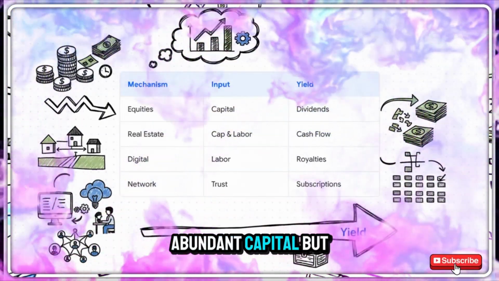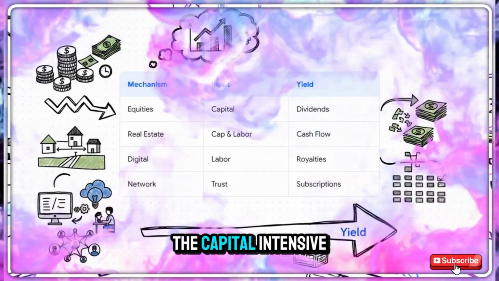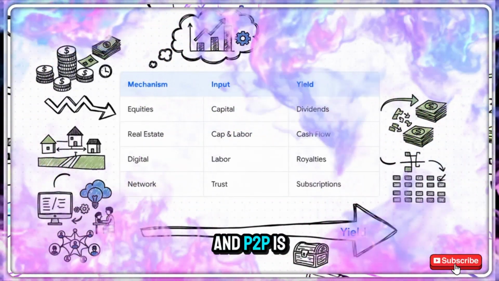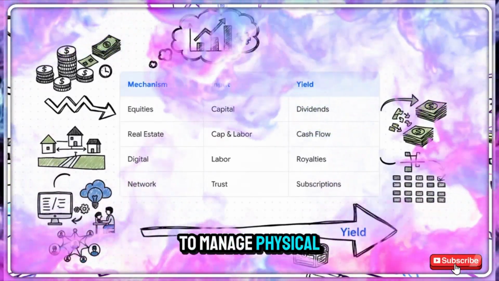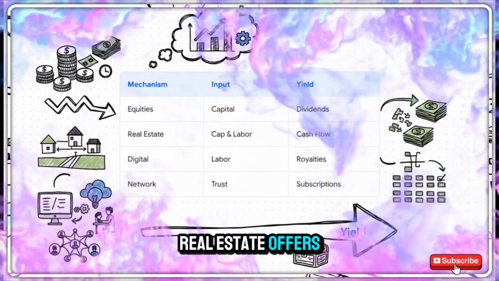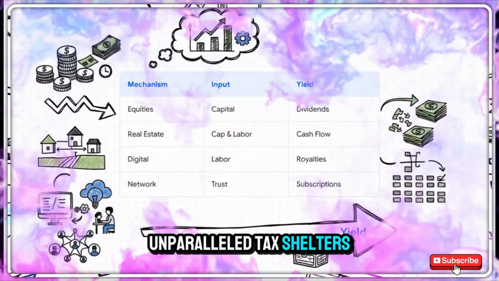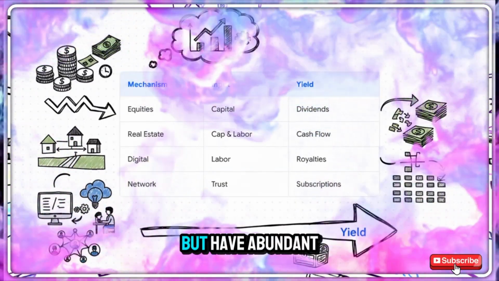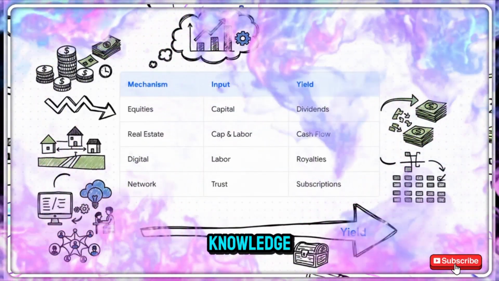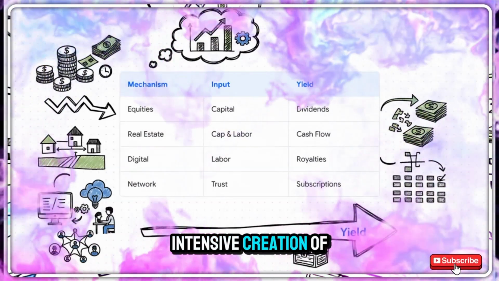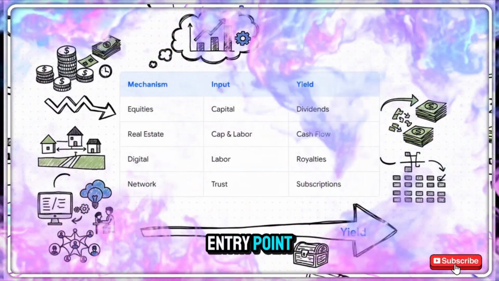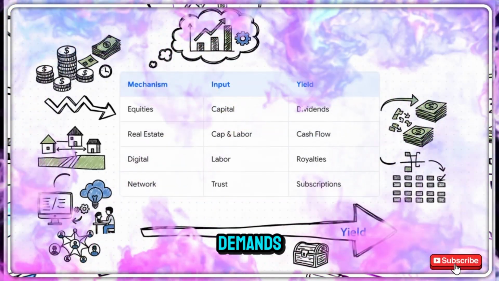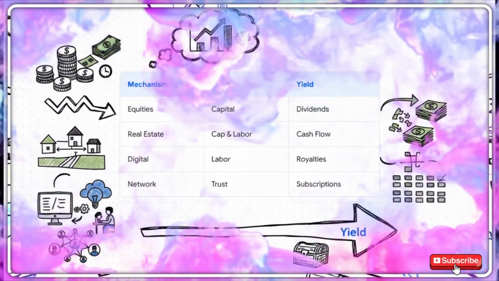If you have abundant capital but zero time, the capital-intensive route of equities and P2P is your mechanism. If you have capital and the willingness to manage physical operations, real estate offers unparalleled tax shelters. If you're starting with $0 but have abundant time and specialized knowledge, then the labor-intensive creation of digital assets or network attention is your logical entry point. Every single mechanism demands a specific cost of admission.